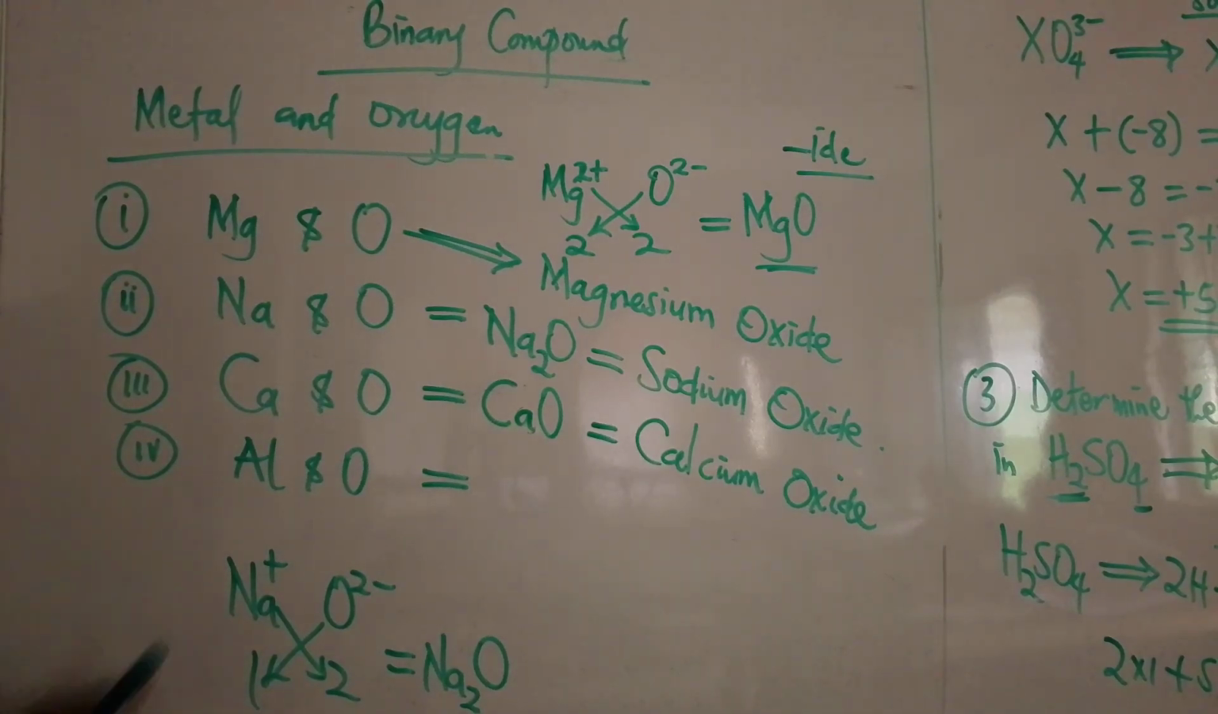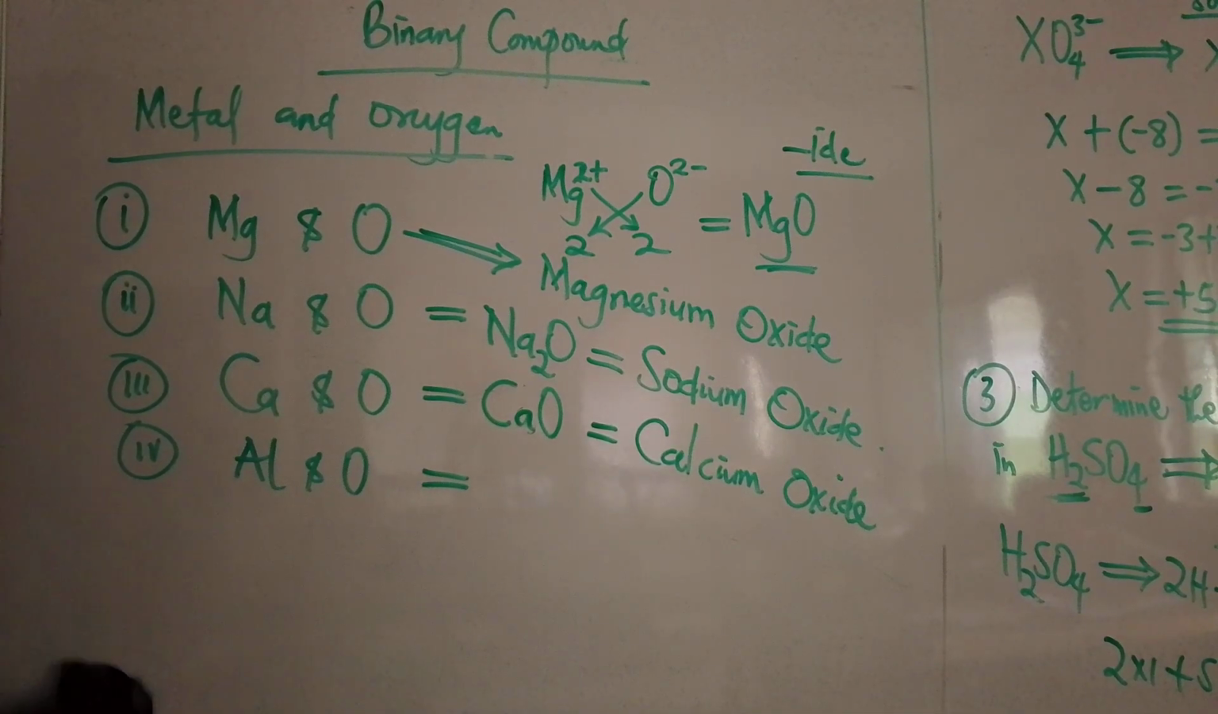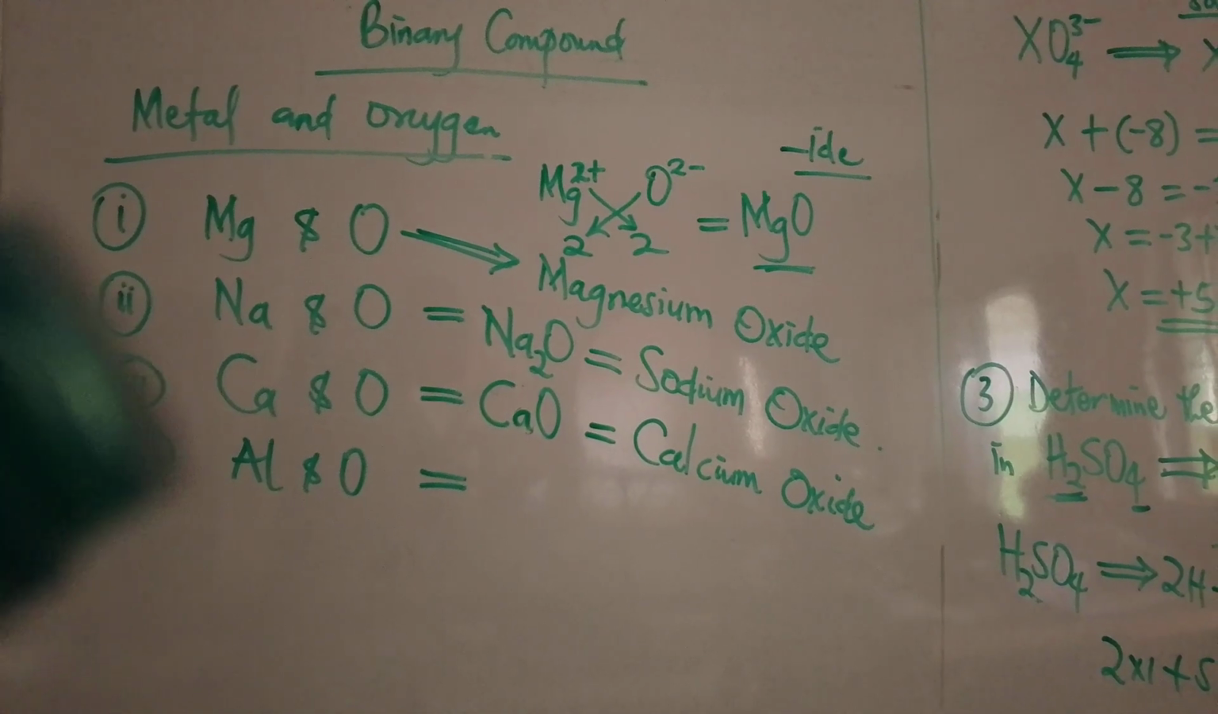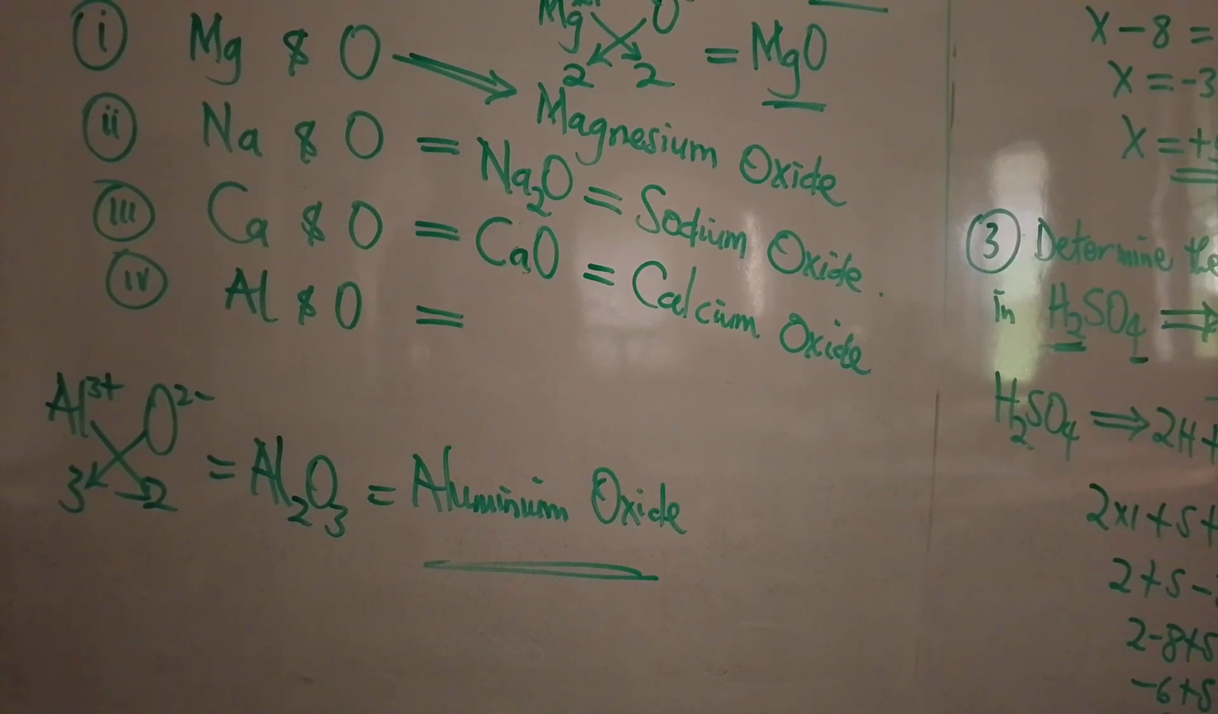Everyone do this one. Do the number 4. Let me see what you will get in number 4. So that is aluminium oxide on the board, Al2O3.